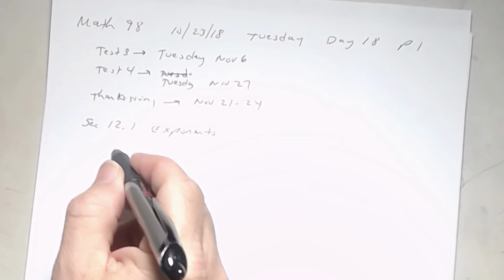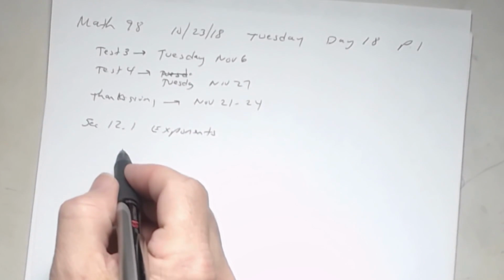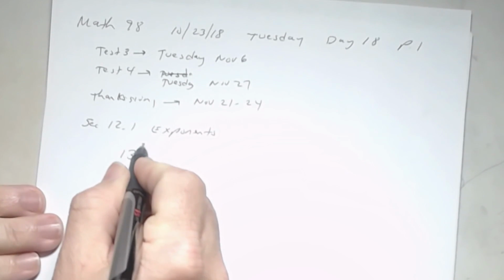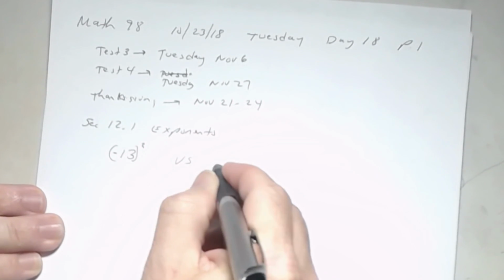Okay, so last class period, remember we talked about this. Let's see if you remember what the difference is. Suppose we had negative 13 squared, like this, versus this. All right, so the one on the left, what does that mean? Negative 13 in parentheses squared.